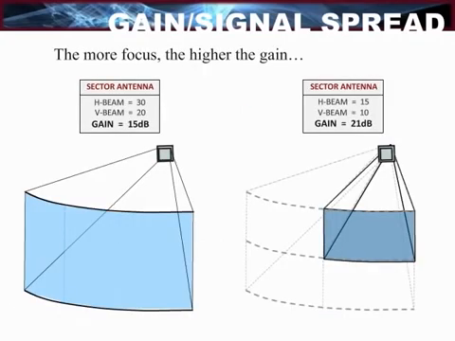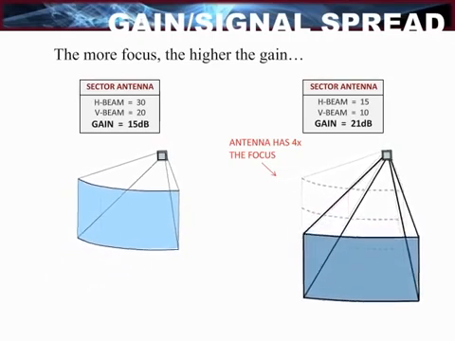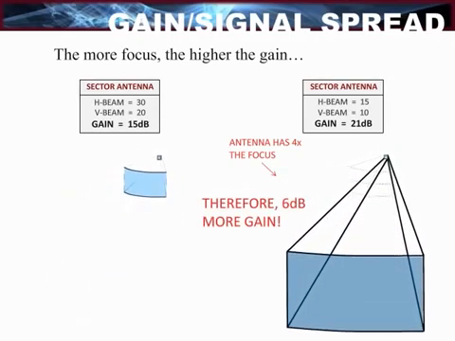Here, we have a similar example except with sector antennas. The sector antenna on the left has a horizontal beam width of 30 degrees and a vertical beam width of 20 degrees, and an overall gain of 15 dBi. The sector antenna on the right has a horizontal beam width of 15 degrees and a vertical beam width of only 10 degrees. Its gain is 21 dBi. Where doubling the focus increases the gain by 3 dBi, 4 times the focus increases the gain by 6 dBi.